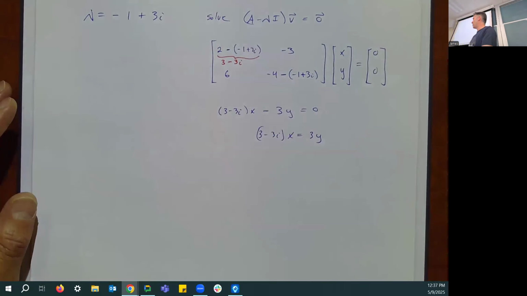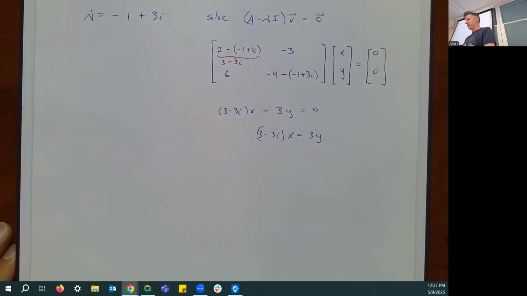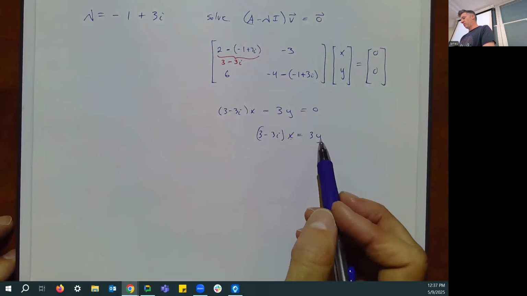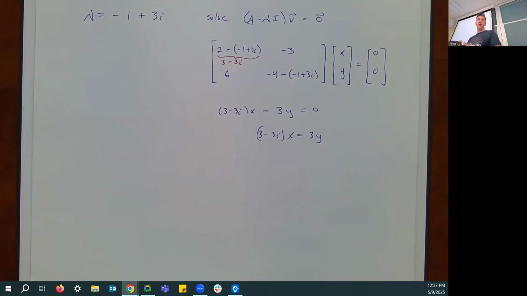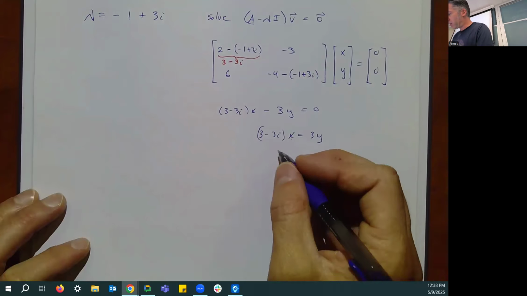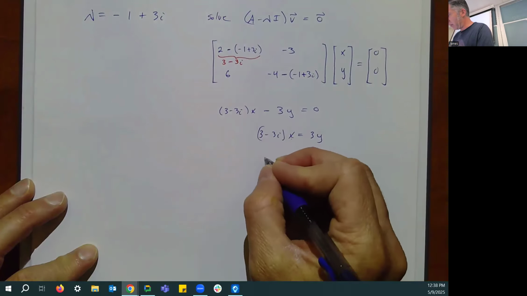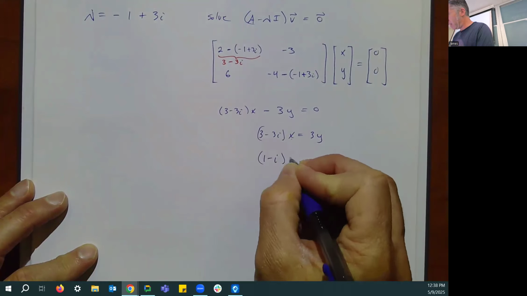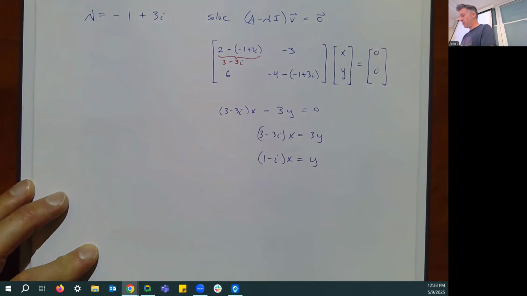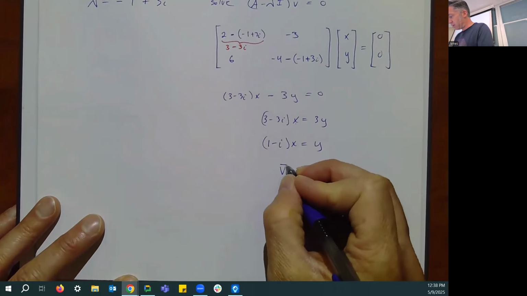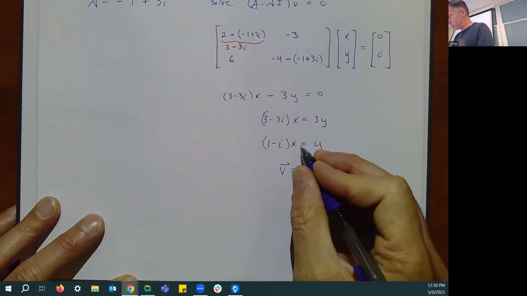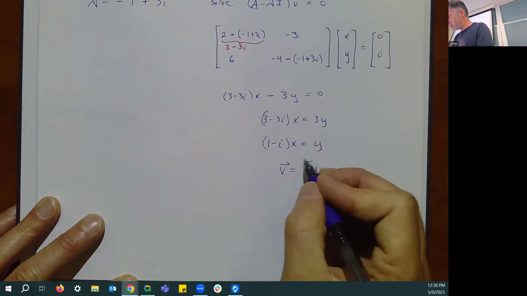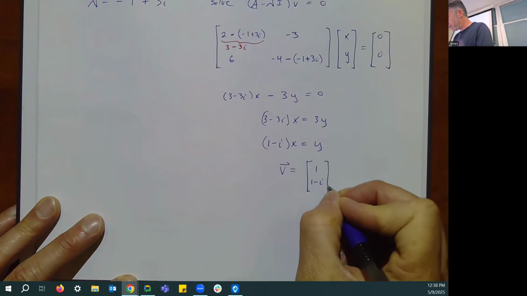And as tempted as I am, I really don't want to say that my eigenvector is x equal to 3 and y equal to 3 minus 3i. If there's a common factor that we can divide both sides by, we should. It's better to divide both sides by 3 and say we have 1 minus i times x equals 1 times y. So that my eigenvector, the x part is equal to 1, the y part is equal to 1 minus i.